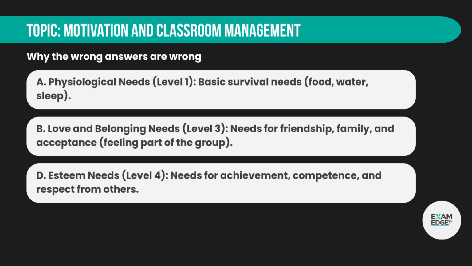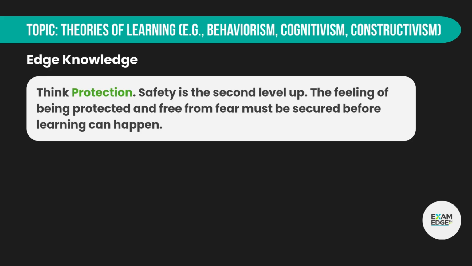A. Physiological needs: level 1, basic survival needs, food, water, sleep. B. Love and belonging needs: level 3, needs for friendship, family, and acceptance, feeling part of the group. D. Esteem needs: level 4, needs for achievement, competence, and respect from others. Edge knowledge: think protection. Safety is the second level up. The feeling of being protected and free from fear must be secured before learning can happen.